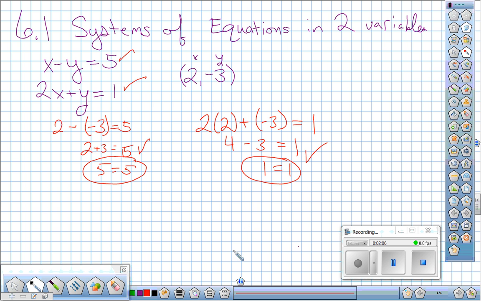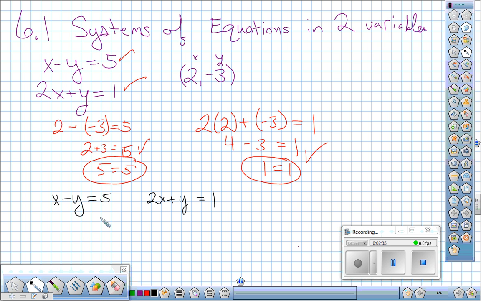So the one way that you will probably want to do this is graphically, which will be one of the easier ways to solve them. And you can always solve it graphically as long as we are in two variables, and that's all we're going to be in for this section. So I have x minus y equals 5, and I'm going to write the same equations, and then I have 2x plus y equals 1.